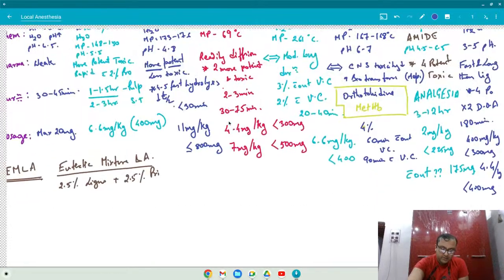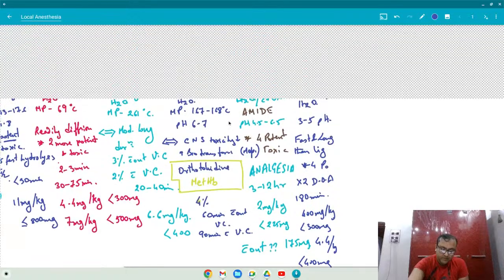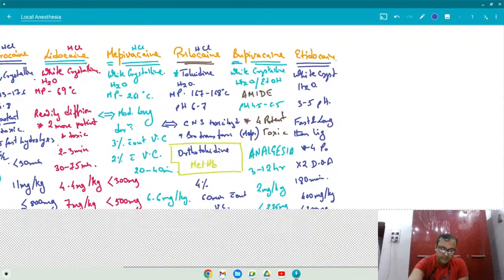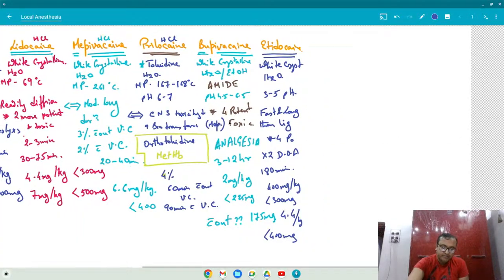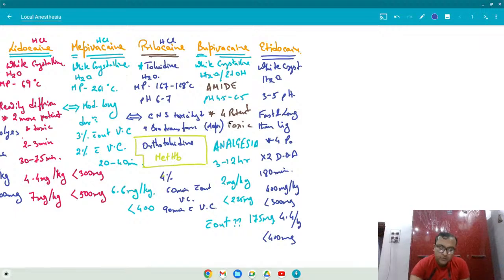So let's go on this side only then. The next two which are left, one is called ropivacaine, and another one is centbucridine. So there is ropivacaine and then there is centbucridine.